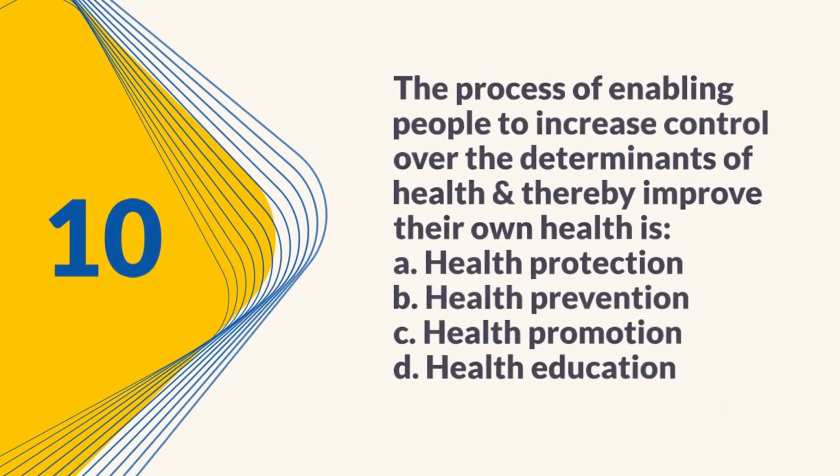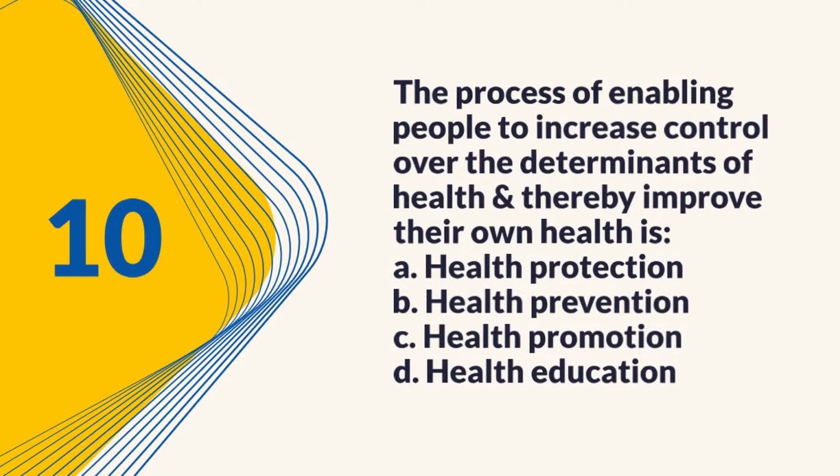10. The process of enabling people to increase control over the determinants of health and thereby improve their own health is A. Health protection, B. Health prevention, C. Health promotion, D. Health education. Answer is C. Health promotion. Because, health promotion is all about empowering people to take control of their health determinants and make positive changes. It's broader than just protection or prevention and encompasses education too. It's about fostering a supportive environment for healthy choices. So, the correct answer is C, health promotion.